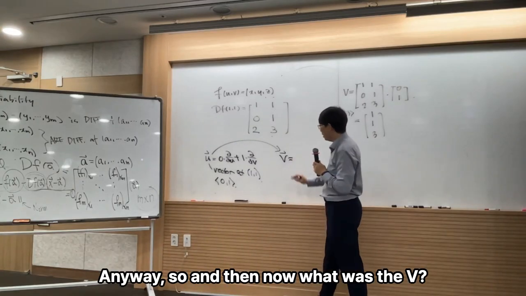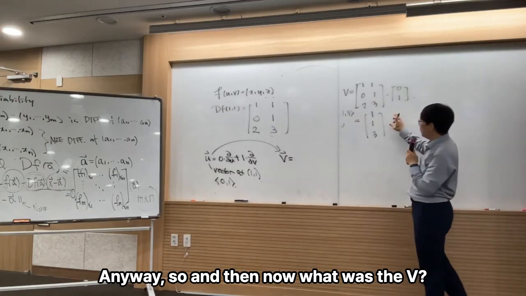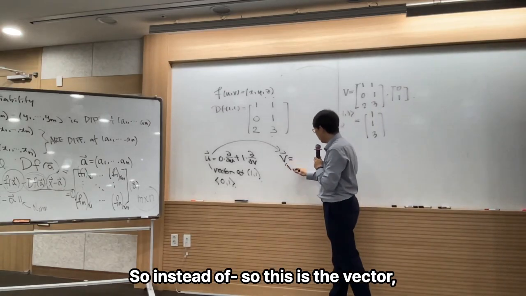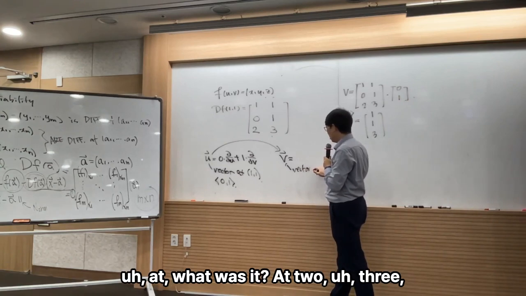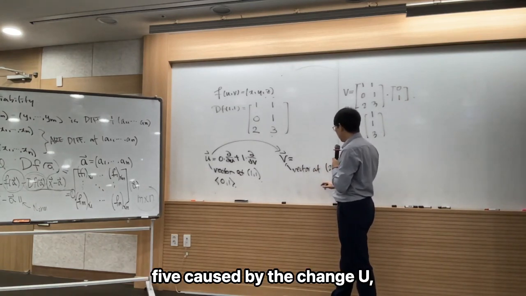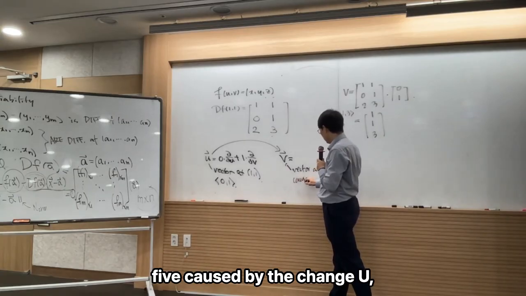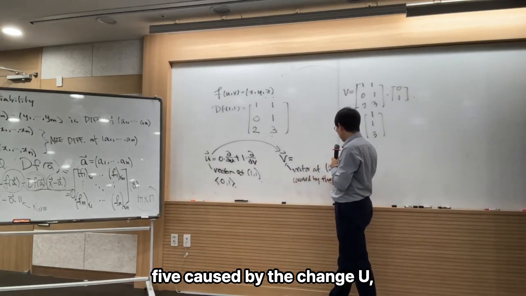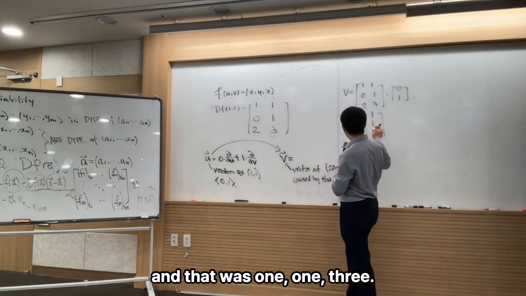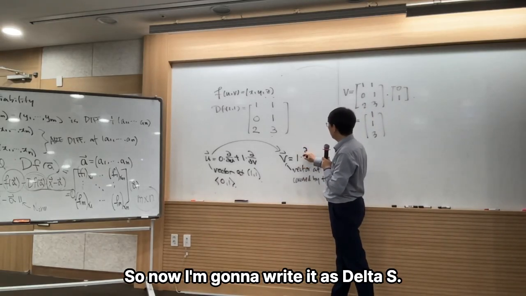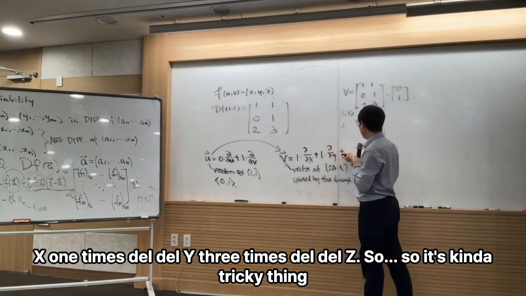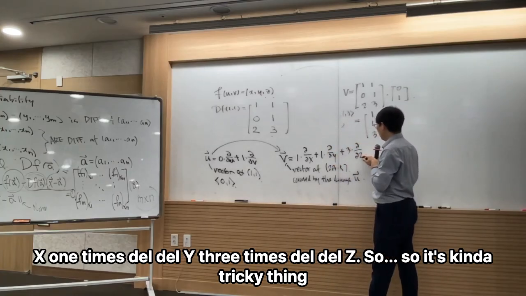But anyway, what was the v? What was the resulting change? The 1, 1, 3. So this is the vector at, what was it, 2, 3, 5, caused by the change u, and that was 1, 1, 3. So now I'm going to write it as 1 times del x, 1 times del y, 3 times del z.